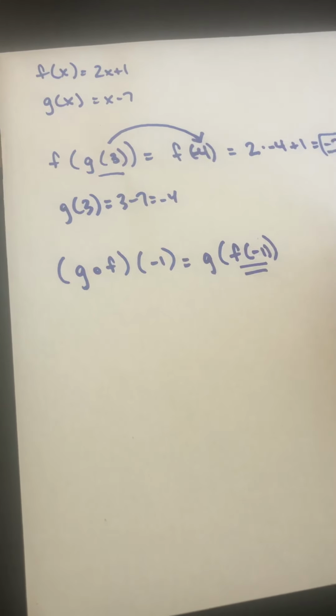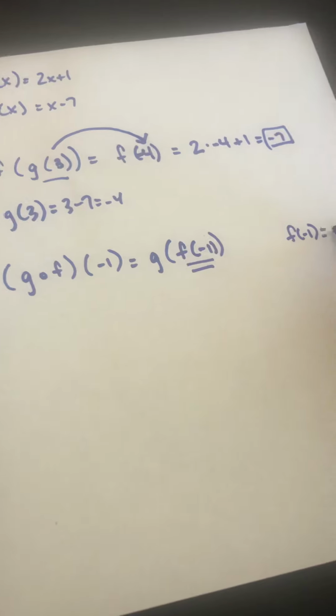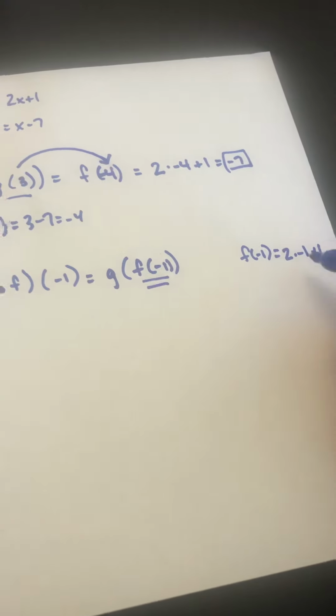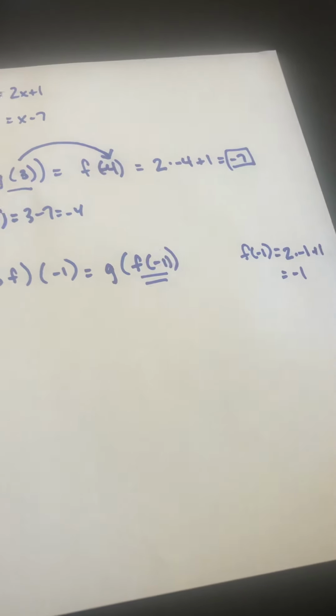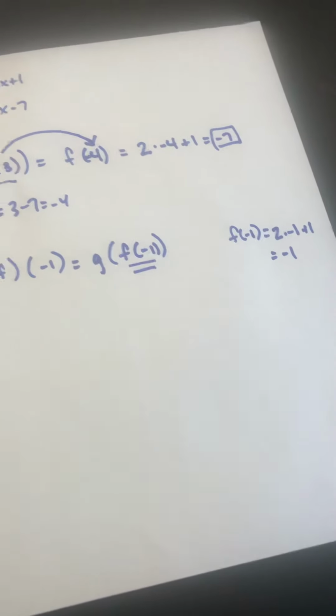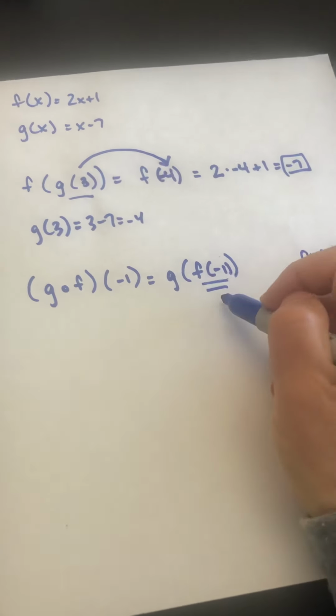So we come off to the side, f of negative 1 is 2 times negative 1 plus 1. So that's negative 2 plus 1. That gives you negative 1, ironically. So f of negative 1 is negative 1. And then we're going to come in here where there's a negative 1. We're going to replace that.